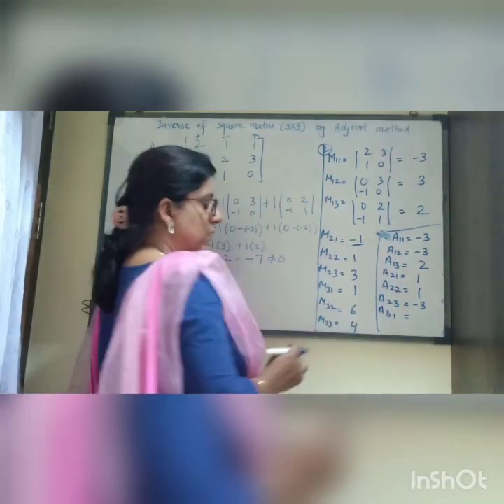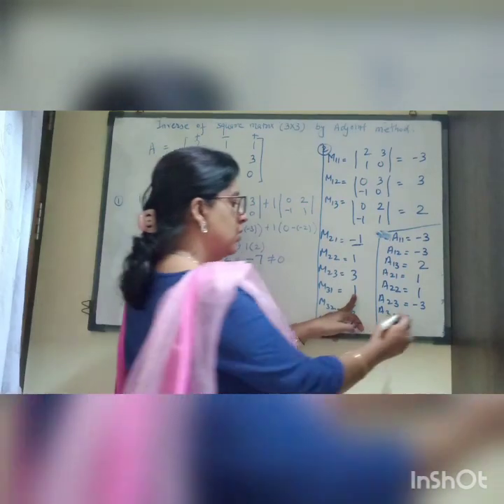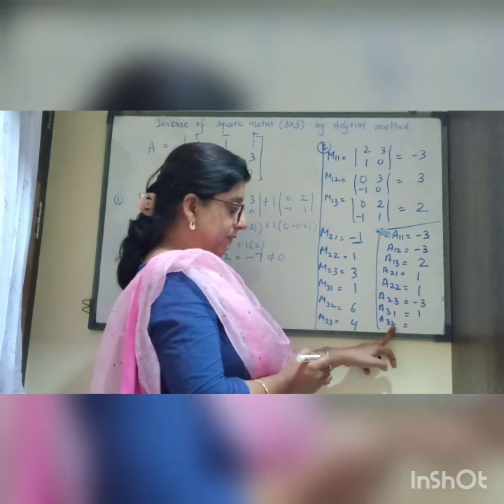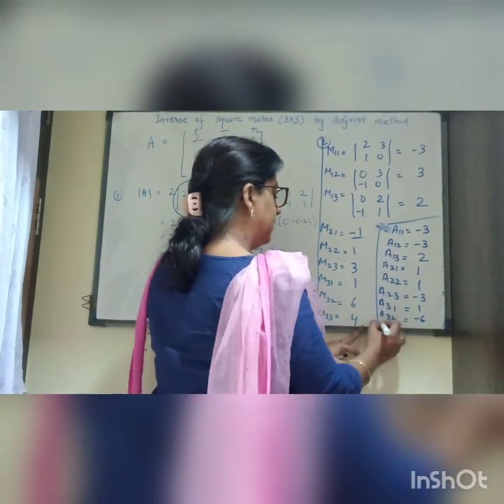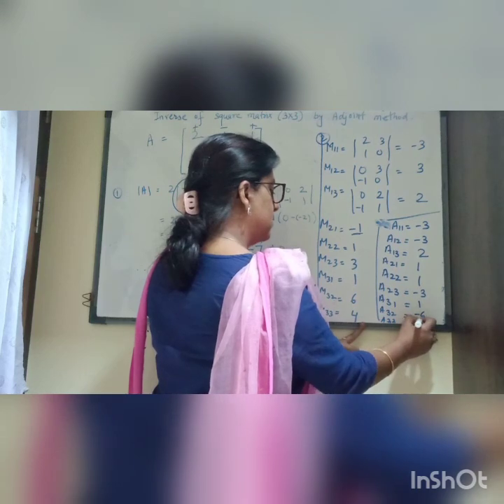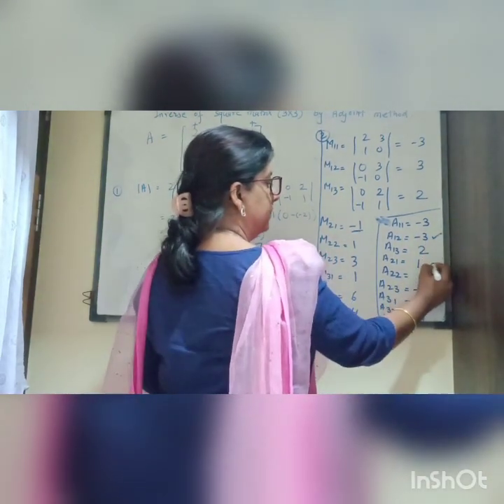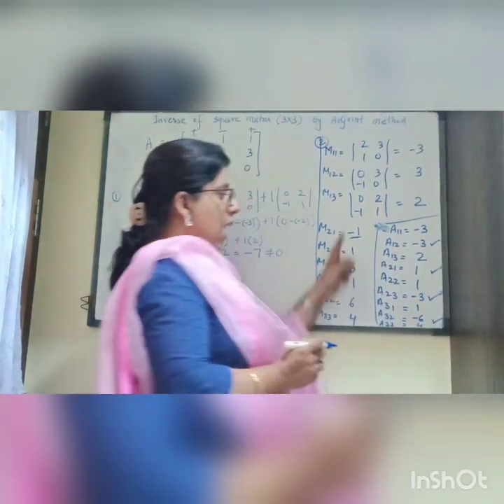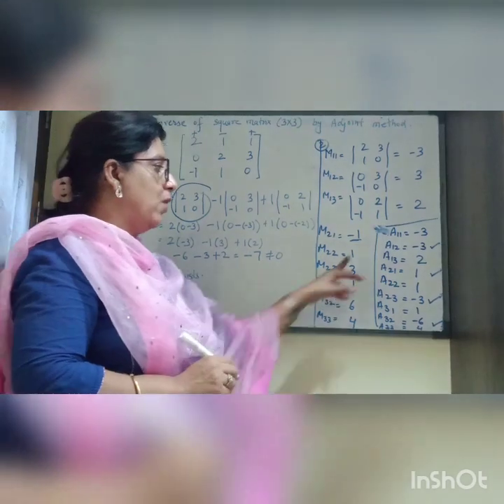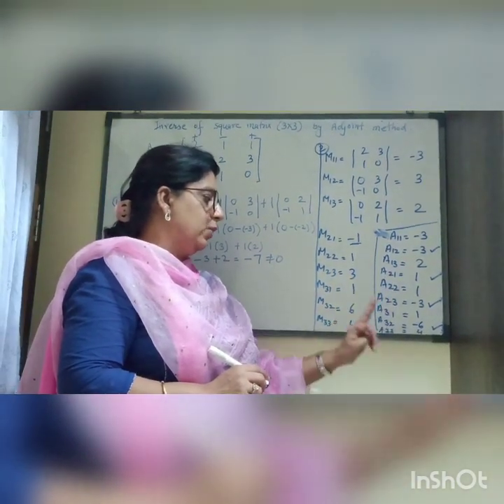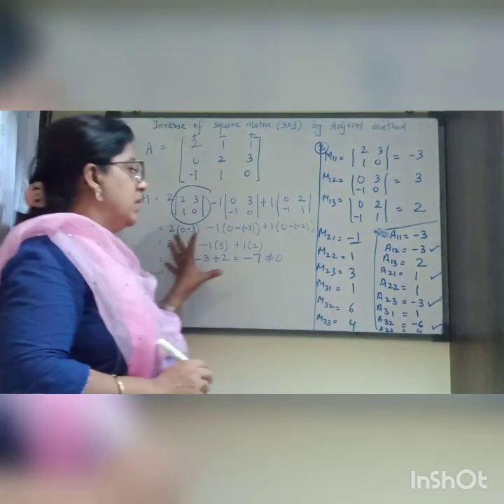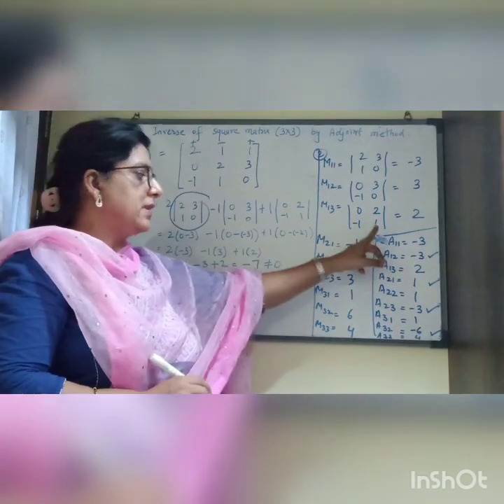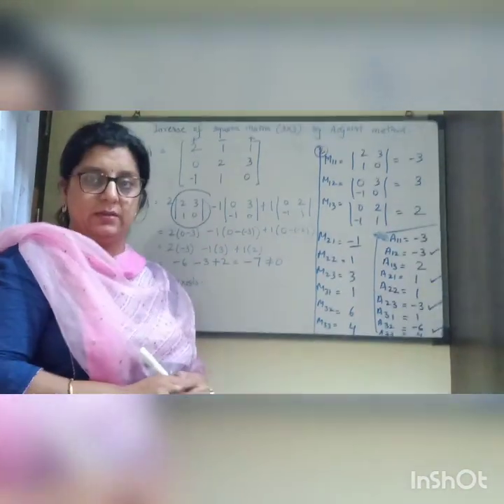A31, 3 plus 1 is 4, which is an even number, so same sign. A32, 3 plus 2 is 5, an odd number, so change the sign. A33, same sign. Out of the 9, we have to change the sign of A12, A21, A23 and A32. So in this way we have completed two steps: first step to find the determinant, second step to find the cofactors.